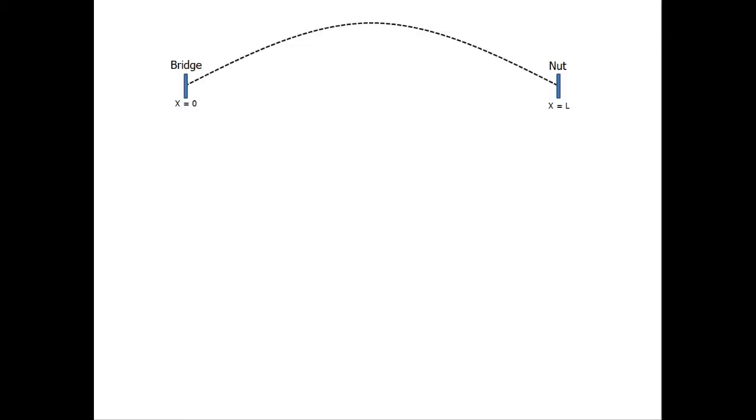So let's go down here a little bit. And, well, what I can imagine, if I have my bridge over here at x equals 0 and the nut at x equals L, I could kind of draw a shape that moves up, like so. It starts at 0 at the bridge, moves up, and goes back down. And so this is a solution.